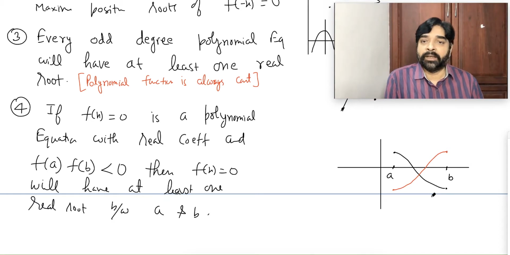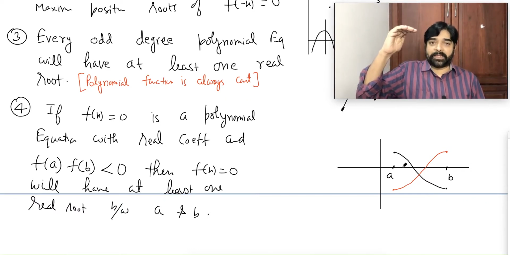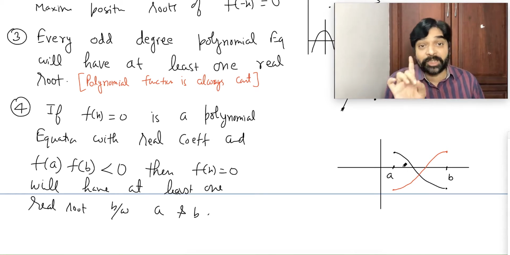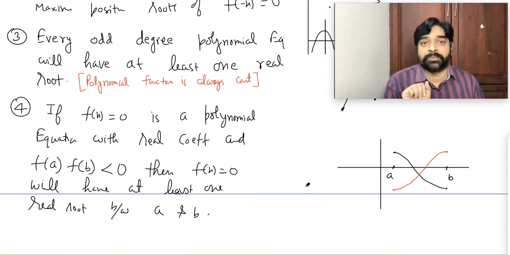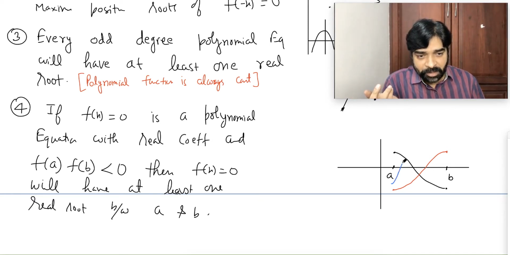Brother, a polynomial function is always continuous. So at a the graph is above the x-axis, now it has to go below the x-axis, so surely it will make at least one intersection. Never say exactly one real root. It may be one real root, two real roots, or three real roots. It depends on the degree of the equation and all other conditions, because a situation can come something like this also.